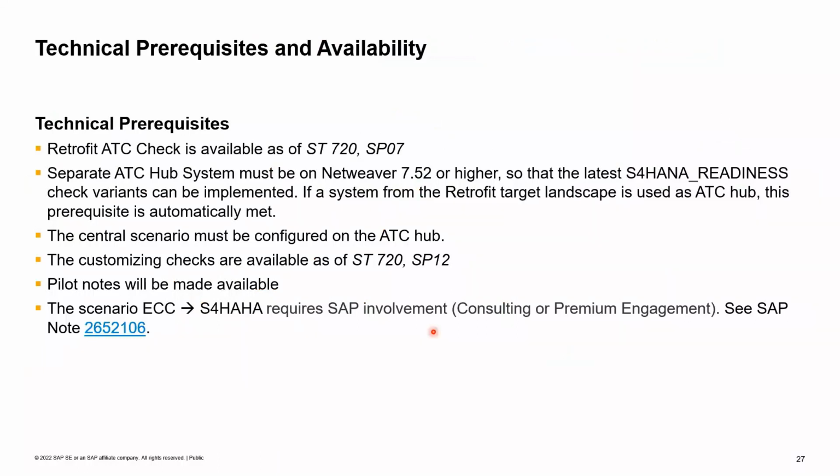When we are talking about the technical prerequisites, as I said, we need the ATC check, which is available on ST720, in SP7. So we need an ATC hub system on NetWeaver 7.52 or higher, and then we can implement and use this ATC functionality. The customizing checks are available out of the box with SP12, so we did this kind of enhancement.